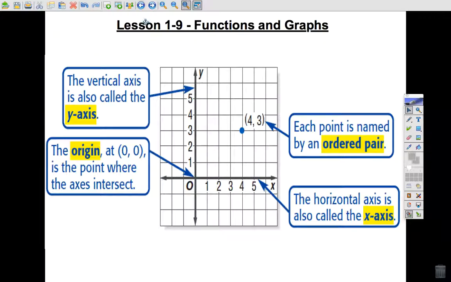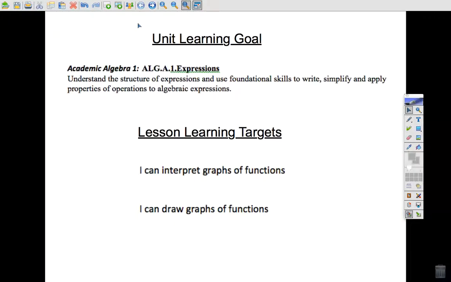Now let's not forget we're still in the first unit of the school year. This fits broadly under the main unit learning goal that we've been working on in this expressions category. It's kind of a nice way to tie things up before we move into solving equations. So the specific targets for today are that you can interpret graphs of functions and you can draw graphs of functions.